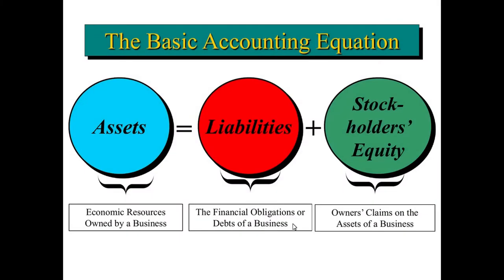The basic accounting equation. This shows the basic accounting equation: assets equal liabilities plus stockholders' equity, or else shareholders' equity. Assets means economic resources owned by a business. Liabilities means the financial obligations or debts of a business. Stockholders' equity means owners' claims on the assets of a business.